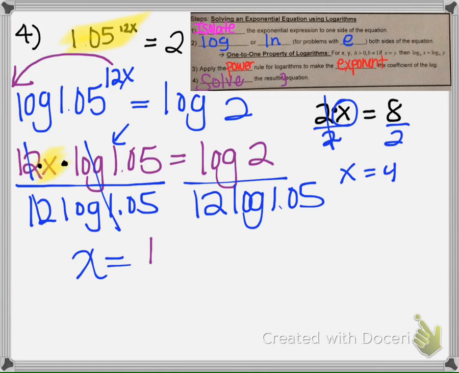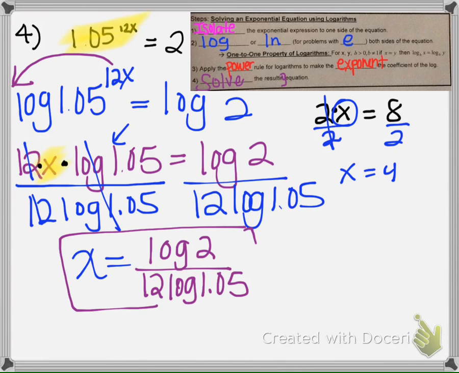So our final answer, we'd have log 2 divided by 12 log 1.05. And then if we enter this into our calculator here, we would do log 2 and then divide it by, and put it in parentheses, 12 times log 1.05. And you should get about 1.18.